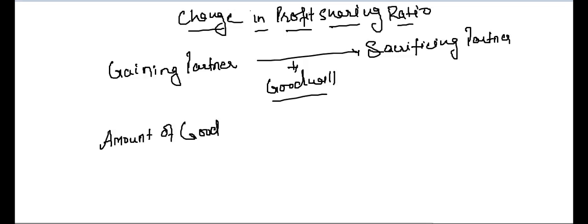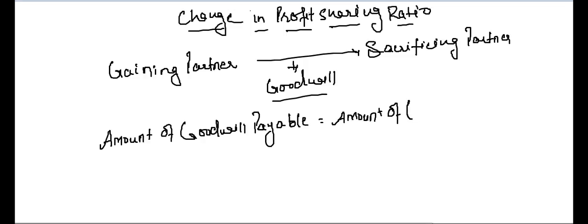The amount of goodwill payable by the gaining partner to the sacrificing partner will be the valuation of goodwill, which we discussed in the last chapter on valuation of goodwill, multiplied by the share gained in the profits, that is, multiplied by the gained share. Clear? This will be the amount of goodwill payable. How much? The gained share.